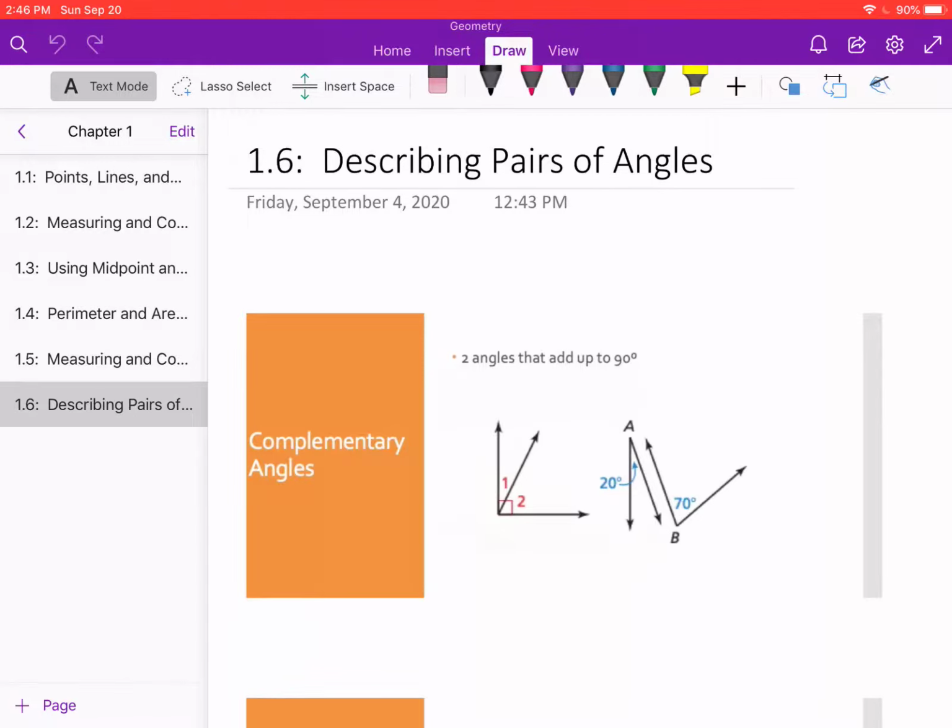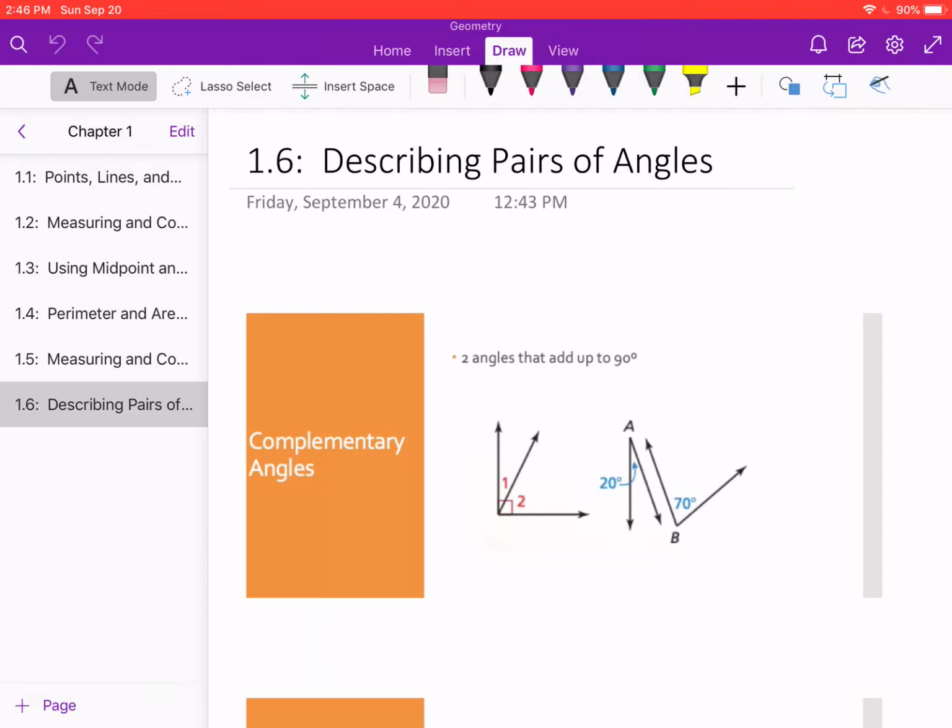This is section 1.6, describing pairs of angles. So we're going to talk about a bunch of different names today for how to describe two angles. The first term we have is complementary angles. You should have heard this before. Complementary angles are two angles that add up to 90 degrees.